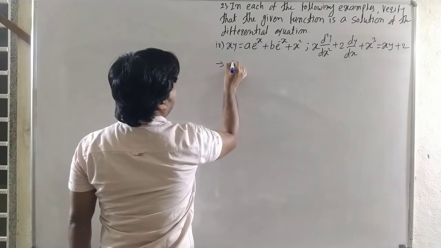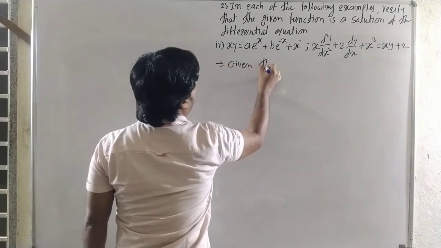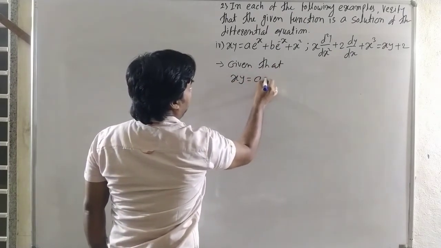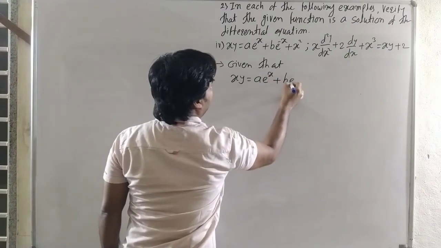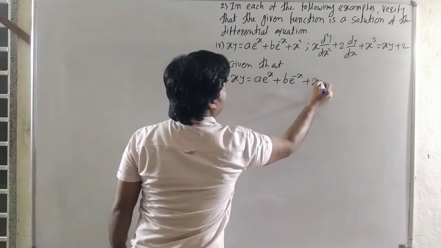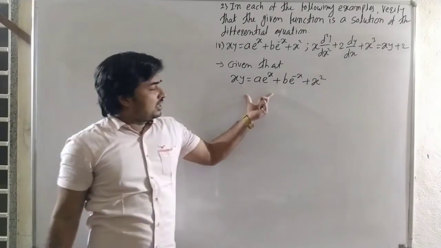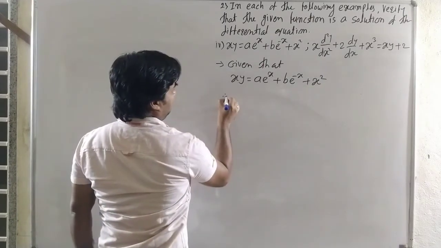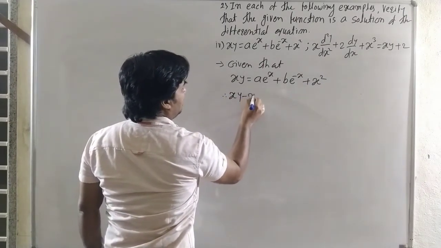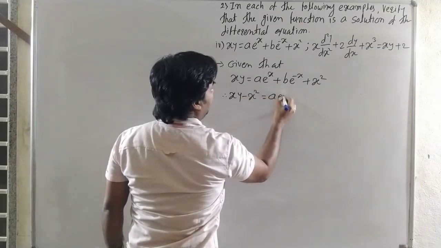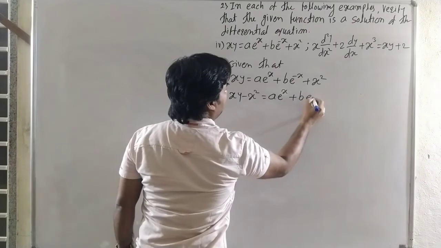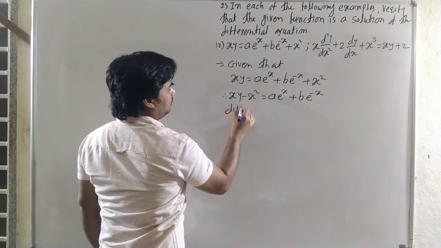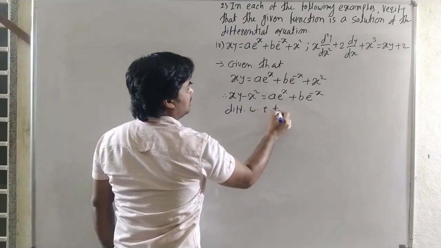Therefore given relation, given that xy is equal to a into e to the power x plus b into e to the power minus x plus x square. Now we want to differentiate this relation. Here before differentiating we take this x square to the LHS. Therefore xy minus x square is equal to a into e to the power x plus b into e to the power minus x. Now differentiate with respect to x.